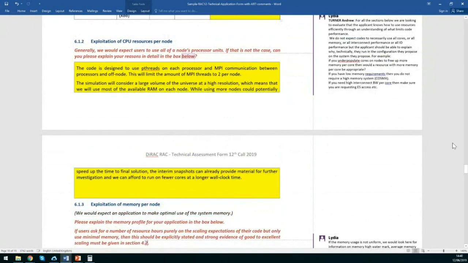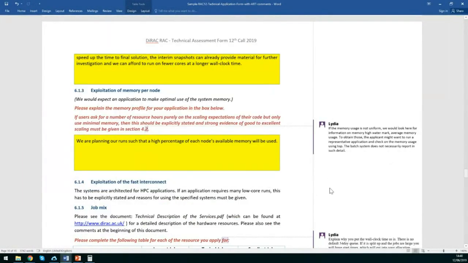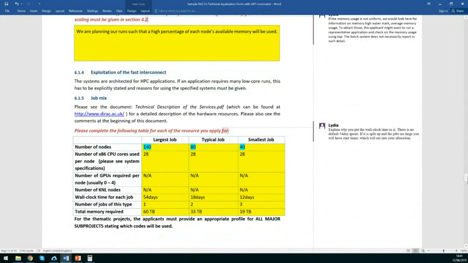It's not that you have to use all the memory, but please tell us why you don't use all the memory, why you want to have that number of cores, why you don't want to use all the cores on a node. The other thing is, if the memory usage is not uniform, and that is in the memory per node, which can happen in a large-scale structure calculation, we would look here for the information on memory high watermark, the average memory usage. To obtain those, the applicant might want to run a representative application and check on the memory usage using TOP. That might not be possible at this moment in time, so you give us an argument why you think what it could be.